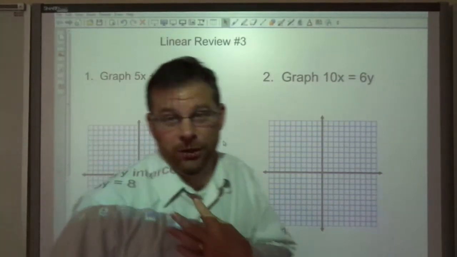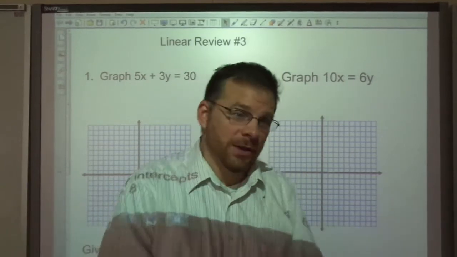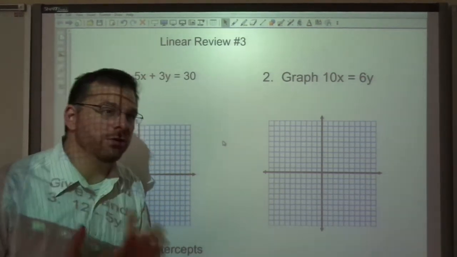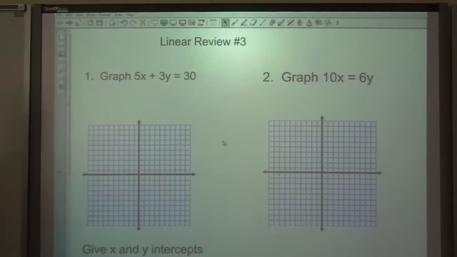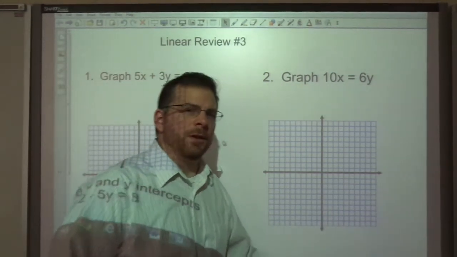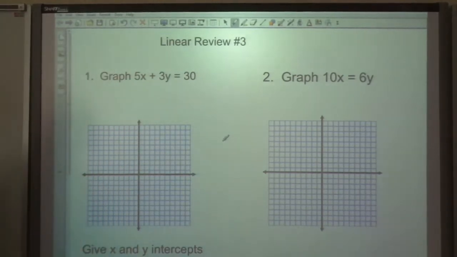In this video we're going to look at how to graph lines. First of all, we're going to look at graphing the equation 5x plus 3y equals 30. There are two ways that we can graph that we use most of the time. One way is by using slope-intercept form. The other way is by using the x and y intercepts.